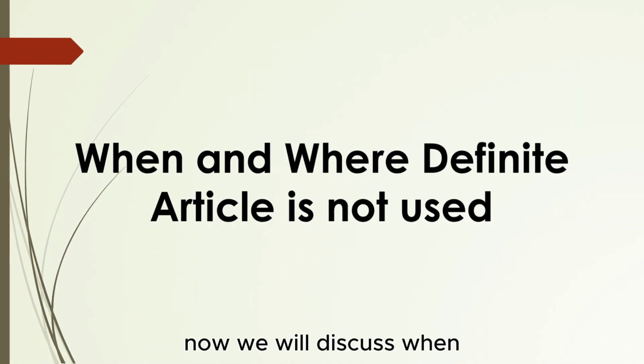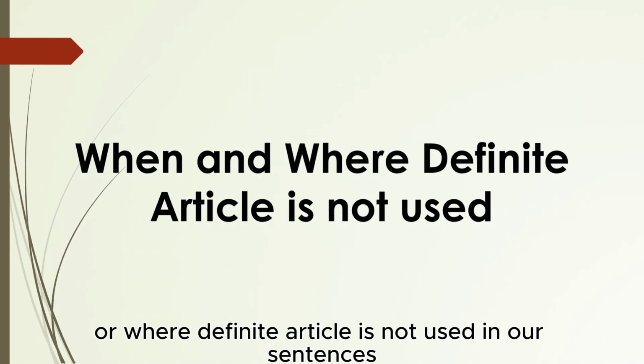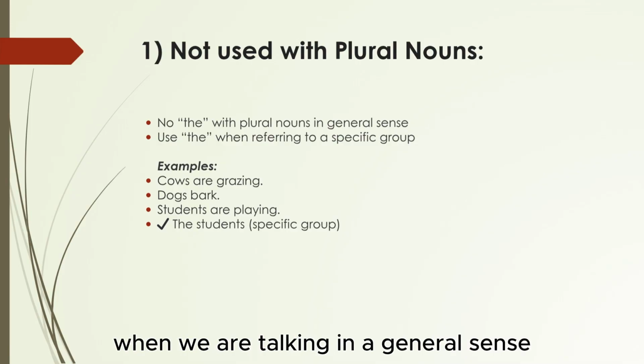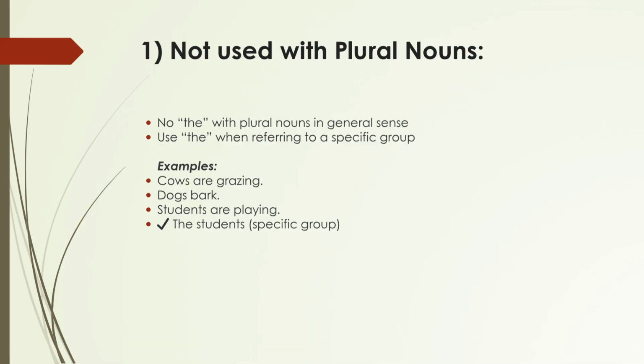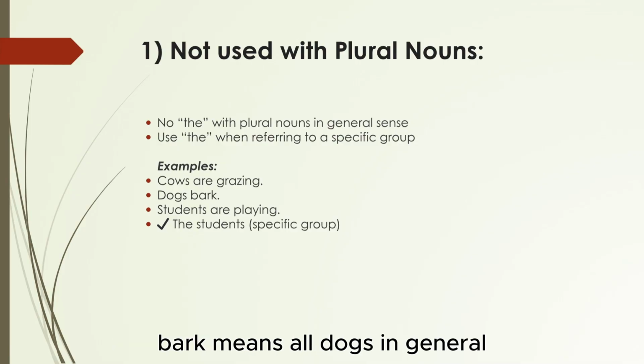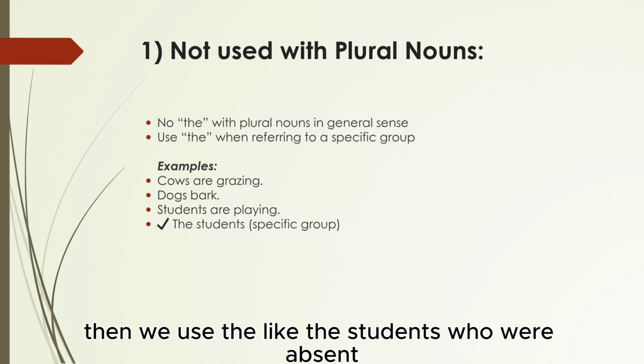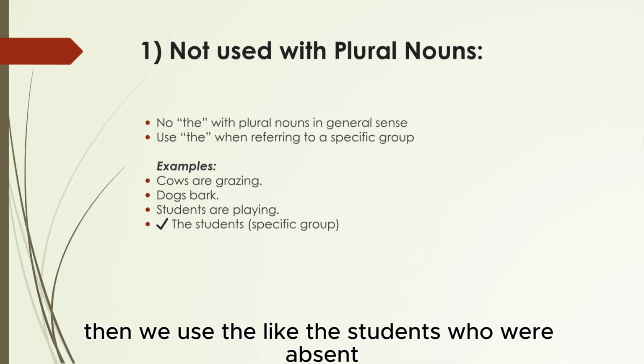Now we will discuss when or where definite article is not used in our sentences. We do not use the with plural nouns when we are talking in a general sense. For example, dogs bark means all dogs in general. But if we are talking about a specific group, then we use the, like the students who were absent.